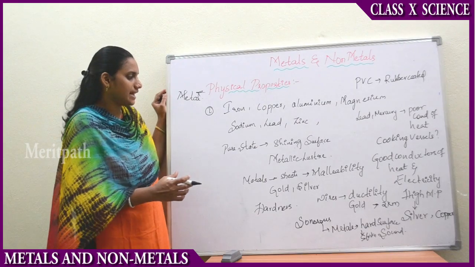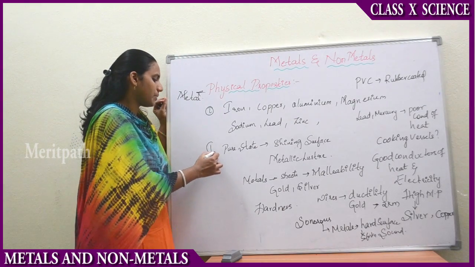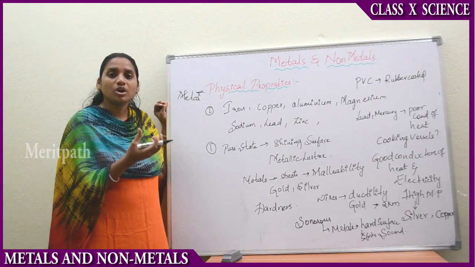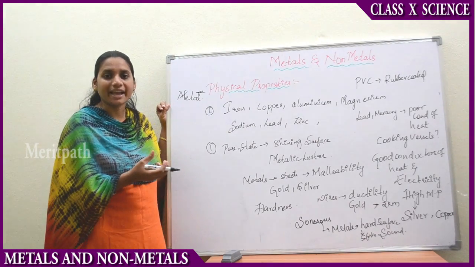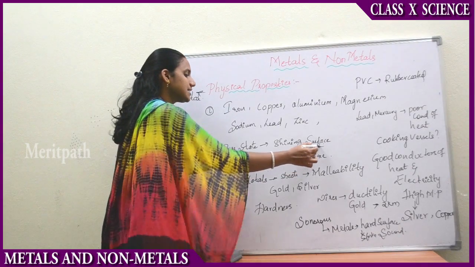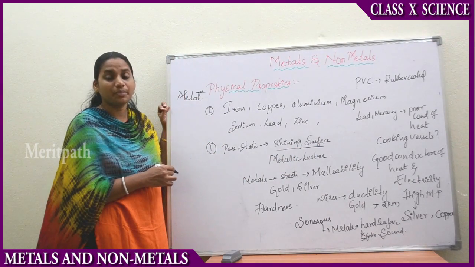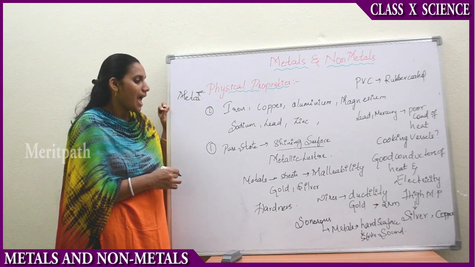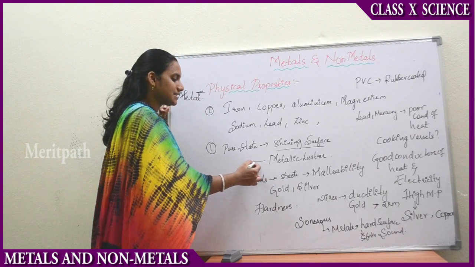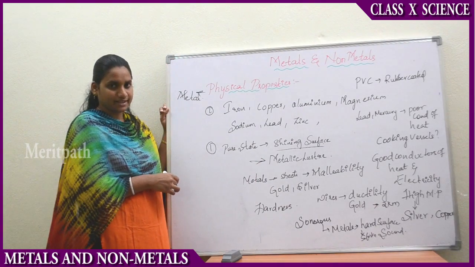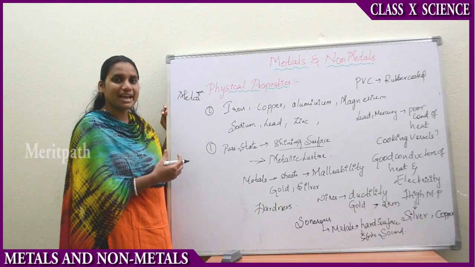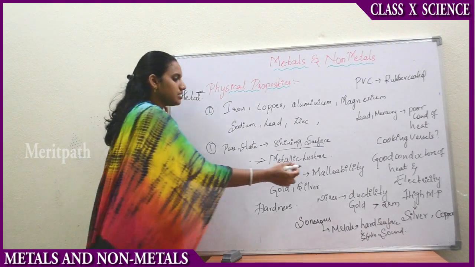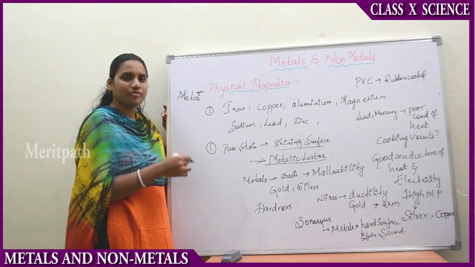Here you will see that the first property of metals is that the pure state or the pure form of a metal will always be shining. That is, the shining surface resembles the pure state of the metal, and that is said to be metallic luster. The shining surface of the pure state of a metal is considered metallic luster. This is the first property of metals.